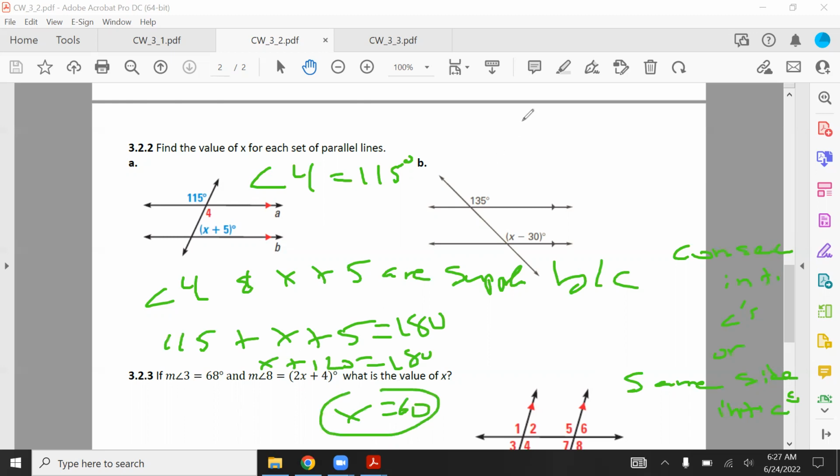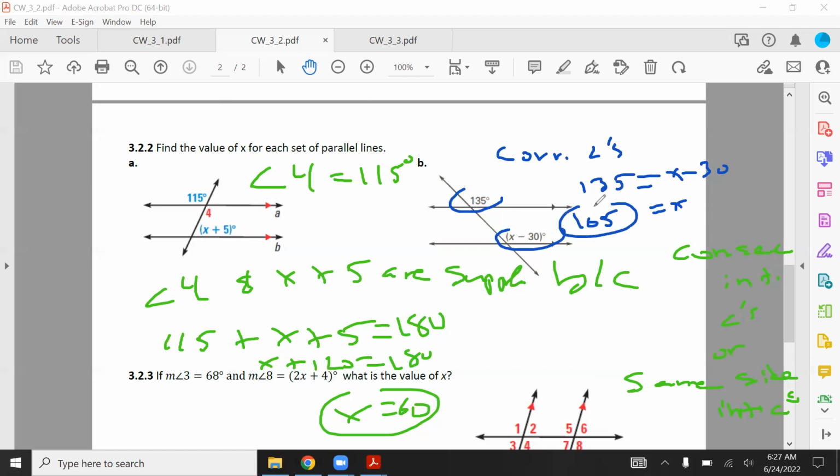For this one here, those are going to be the same. Those are the corresponding angles. So 135 equals x minus 30, x equals 165 for part B.